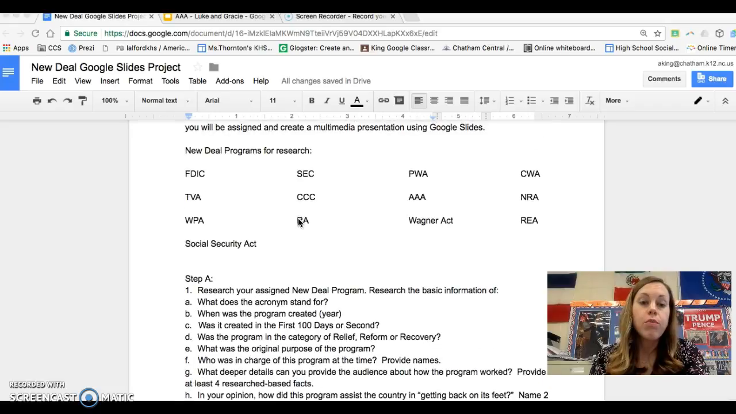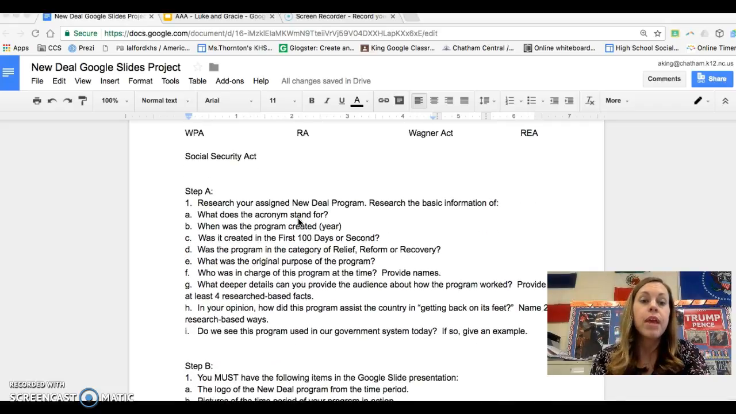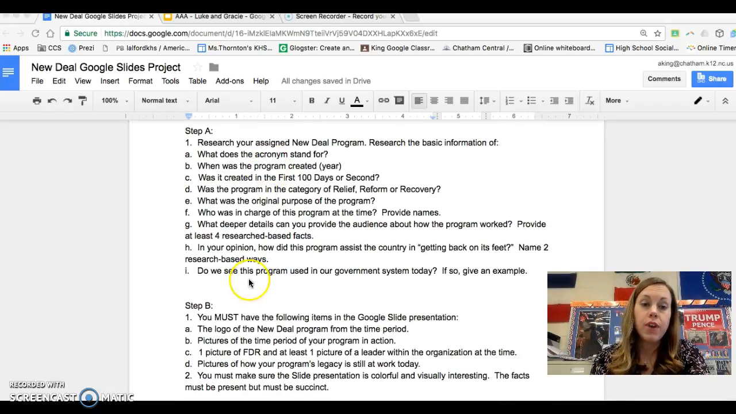All right, and so once you've chosen and you have signed up for which program you want, then what you need to do is the following. So you need to start with step A. You need to research what your program is, find out what the acronym stands for, when it was created. Was it the first 100 days or second 100 days? Was the program in the category of relief, reform, or recovery? So you need a slide about that.